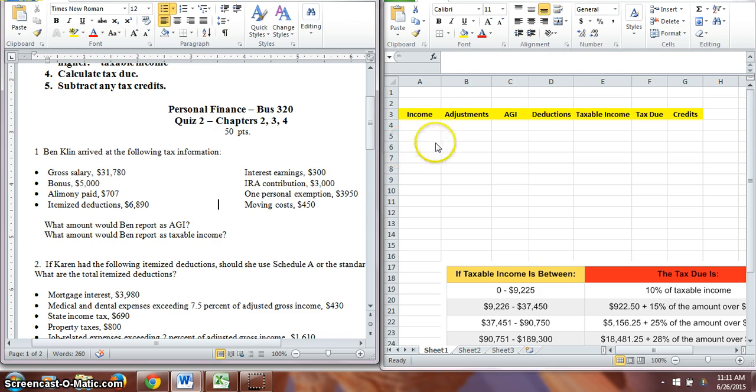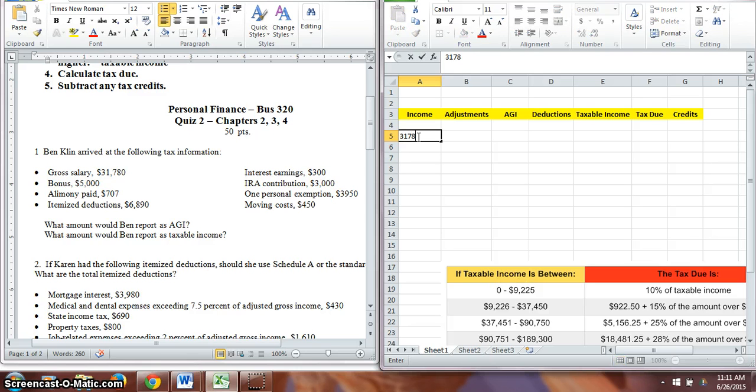If you go over here, I just like to put a worksheet together to help me organize all of these numbers. The first category I'm going to look at is income, and I see here that Ben has a gross salary of $31,780. So I'll put that over here for income. Bonus, also part of total income, so I'll add $5,000. Alimony paid, no. Itemized deductions, no. Interest earnings, another part of income. Let's put in $300 here.